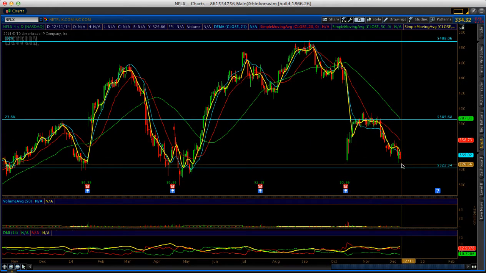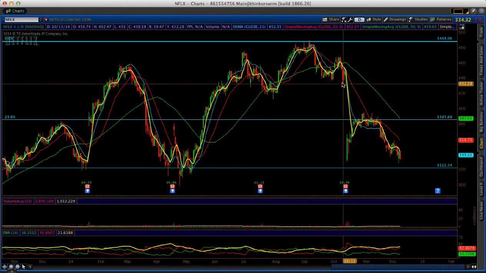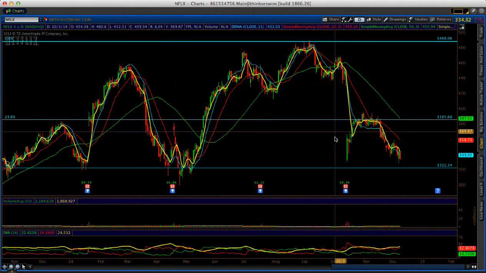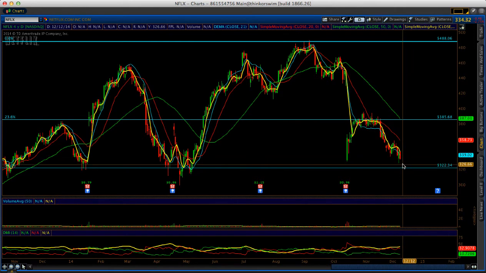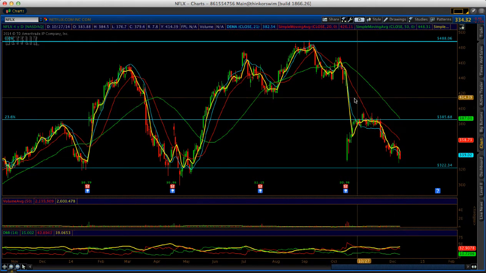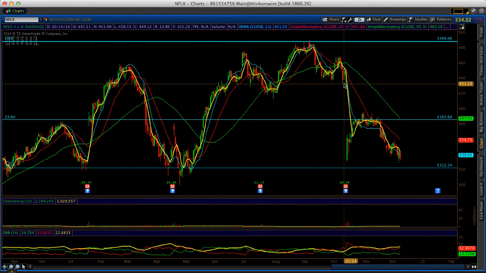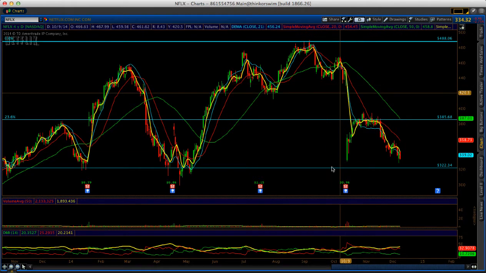Be careful. Netflix is a monster that you have to be careful with when entering short, especially if you use options and out of the money options, because it can wipe out your account. And this gap right here is going to work as a magnet. I'm sure as soon as the market bounces, price will want to close this gap at 432. So be careful, because Netflix is a monster.